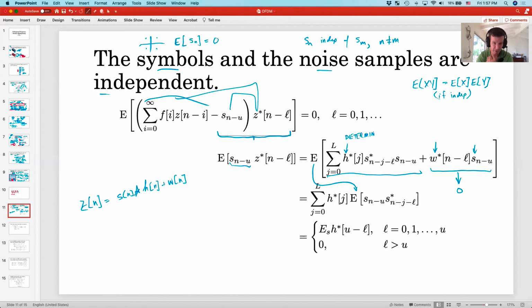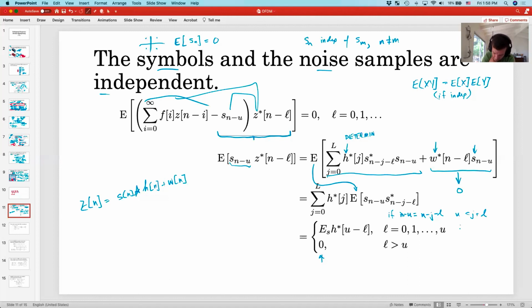And that would be a reasonable assumption if the bits were random, truly random. So now we've got the expectation of the product of two random variables, which is, if they're independent, the product of their expectations, which is 0. Except when the indices match, right? So if n minus u equals n minus j minus l, well, when would that happen? That would happen when u was equal to j plus l.